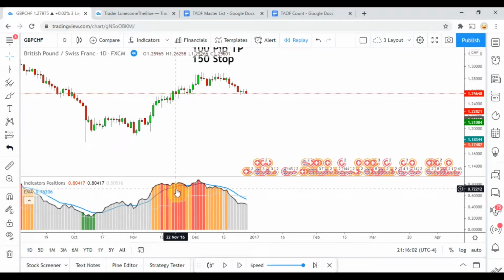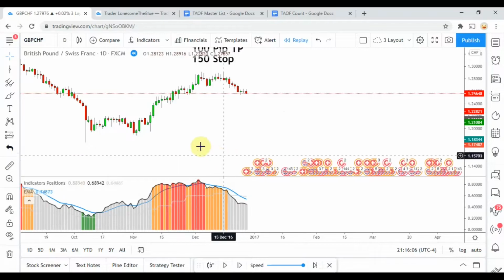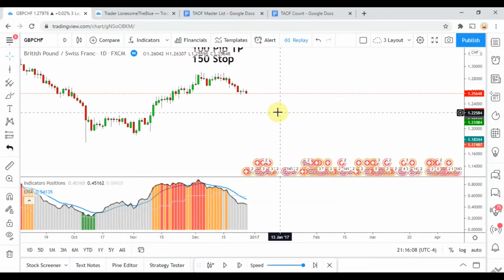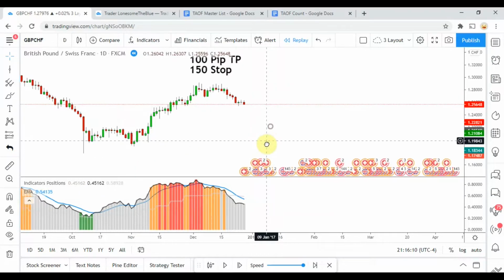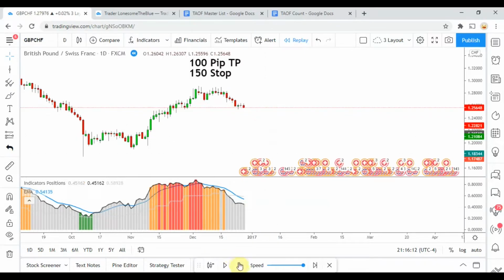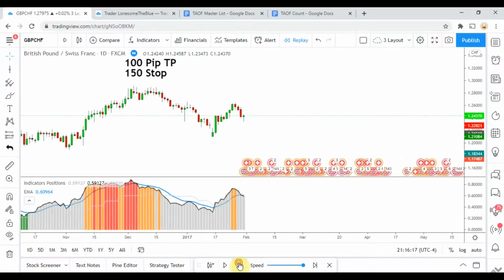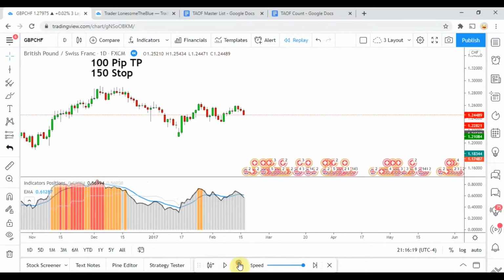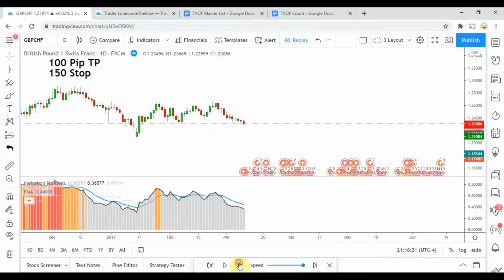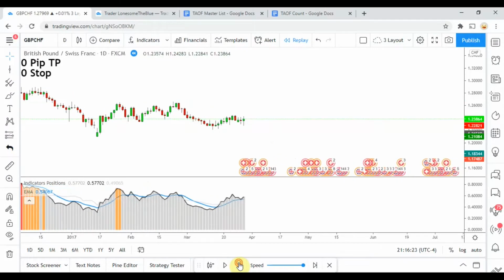So it gives us the signal of when it's overbought or oversold, and then the cross down below or above is going to be the actual signal to enter the trade. So let's go ahead and get on with the testing and see what we can get out of this indicator. Moving along.